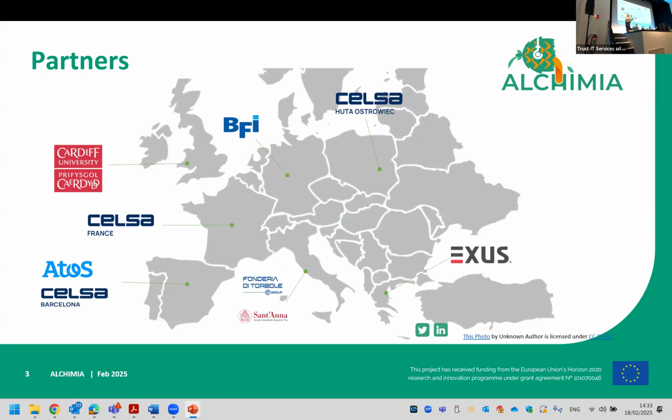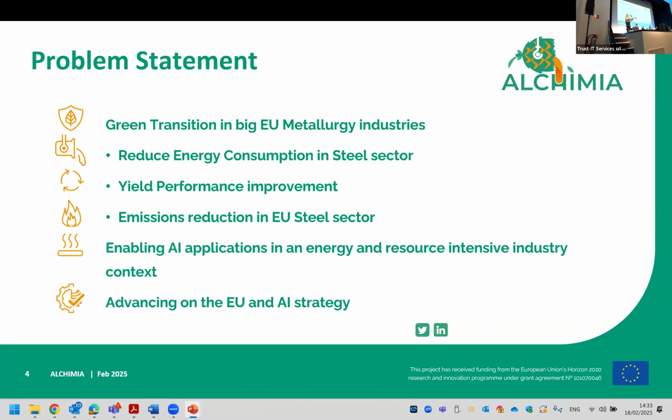But what are our main problems? The main problem is to support the green transition in the big European metallurgy industry, with the objective of reducing energy consumption in the steel sector, increasing the yield performance improvement, and reducing the emissions in the steel sector. Also enabling AI application in an energy and resource-intensive industry, and advancing the European Union artificial intelligence strategy.